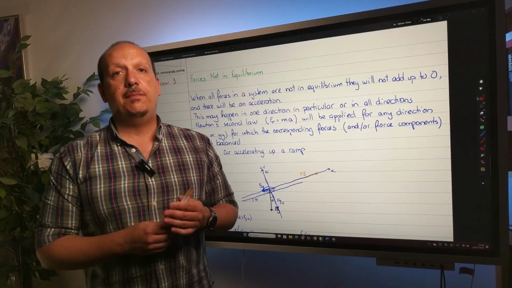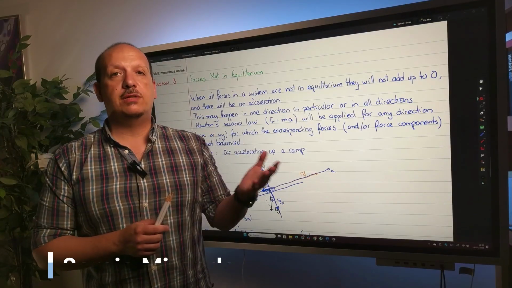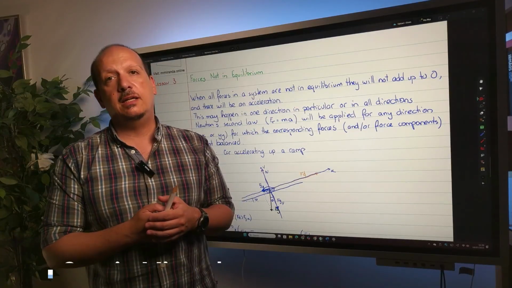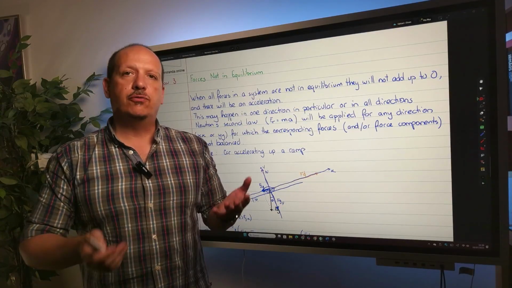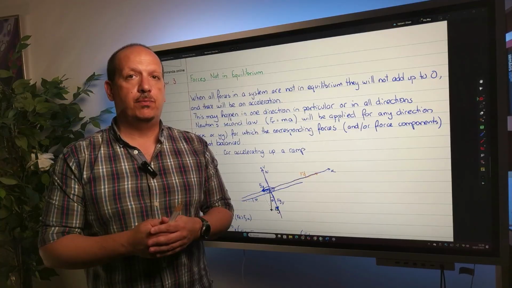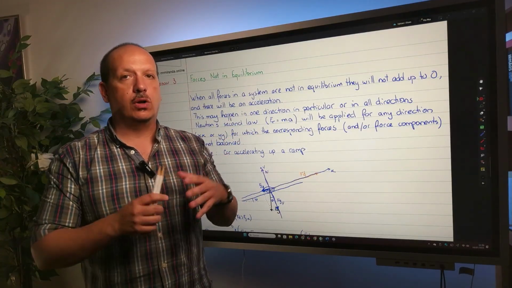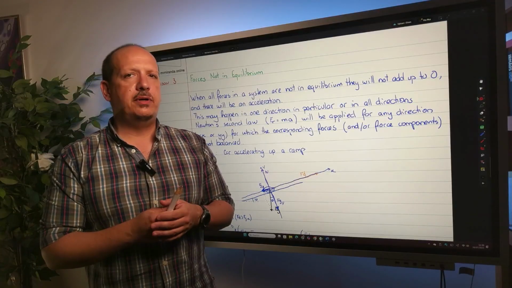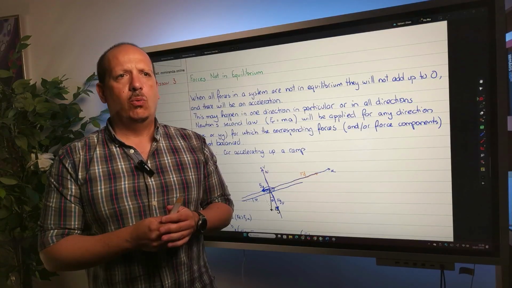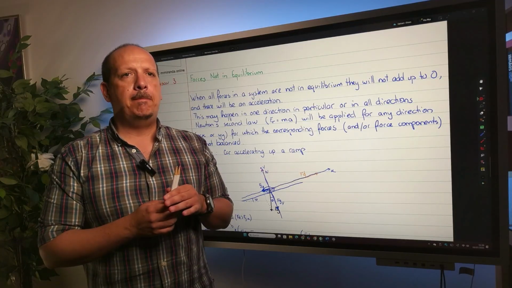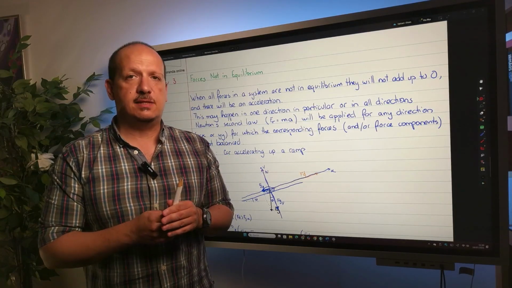In lesson 3, you'll learn how to represent forces in situations where the system is in equilibrium, when the resultant force is 0 in both the y direction and the x direction overall. But what if it isn't? What if you have, at least in one of the directions, a resultant force that is not 0?